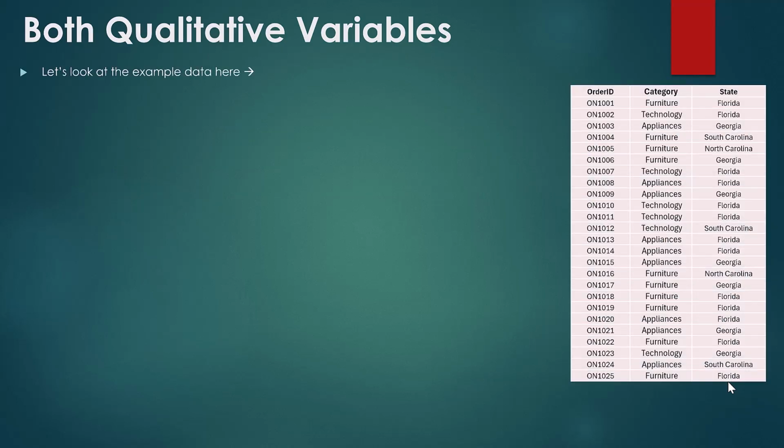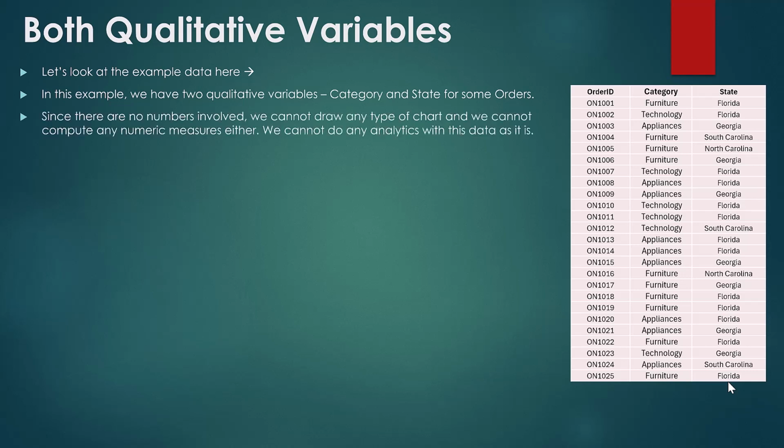So let's look at the example data here. In this example, we have two qualitative variables, category, so this is category of products ordered, and state for 25 orders. So in this table of data, there's no numbers. And because there are no numbers, we cannot draw any chart, we cannot compute any numeric measures either. We cannot do any analytics with this data the way it is. So to do any analytics with this data, we must first compute some frequencies at least.